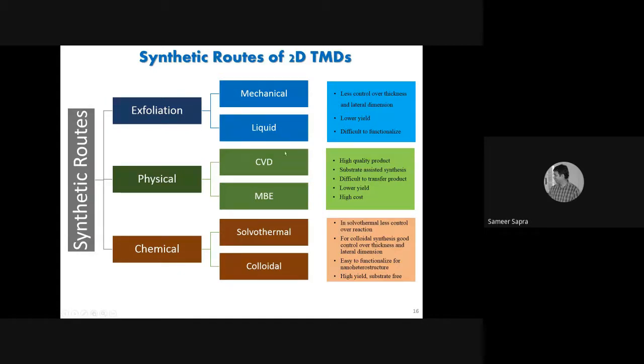Then there are more expensive methods, which give you very good quality materials, but in very, very low amounts. And then the cheaper ones of solvothermal synthesis or colloidal synthesis, which also give you some very interesting materials, but are much easier to follow, either exfoliation or chemical methods. CVD and MBE cost too much.